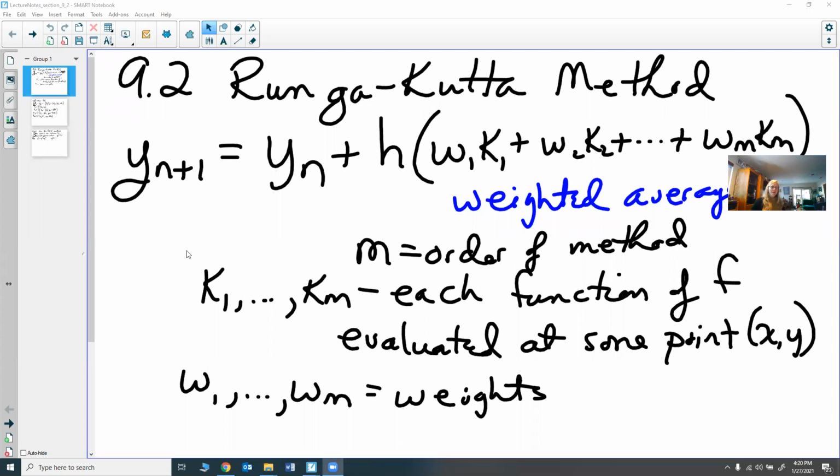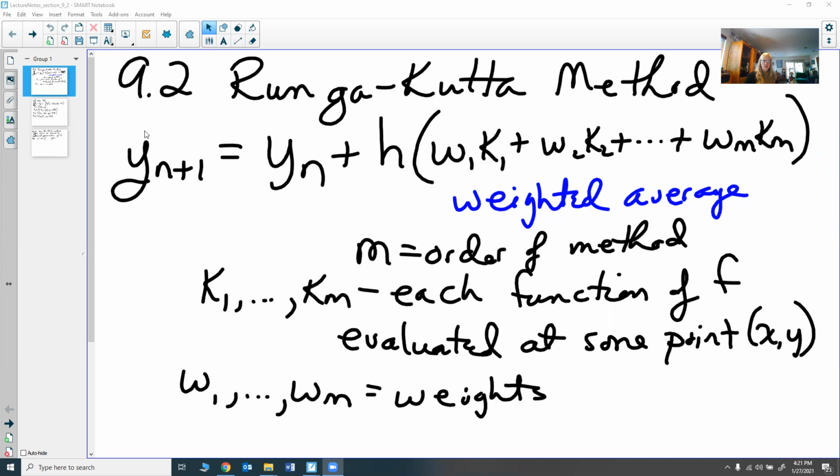Another technique for finding numerical solutions to differential equations is the Runge-Kutta method. This is actually very similar to Euler's method. That's one reason why we do Euler's method first. But what the Runge-Kutta method does is it still does an iterative process. We're still gonna find the next y term from the previous y term. But instead of h times the slope, we're gonna do h times this weighted average.